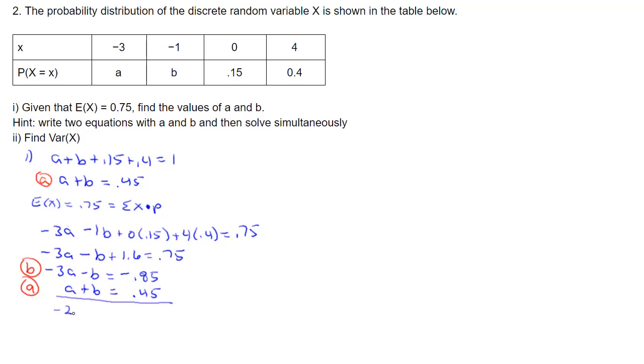And they're both written in standard form. This is an excellent situation to use elimination. I'm just going to add straight down, eliminating the variable b, and then that gives me that a equals 0.2, and then I plug it back in and find out that b is equal to 0.25.